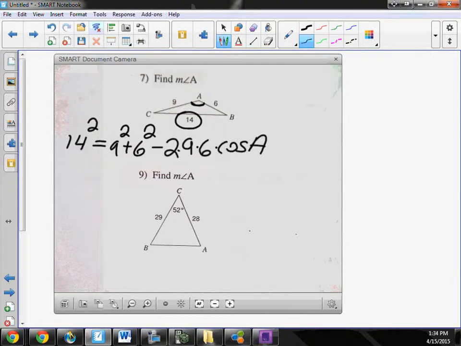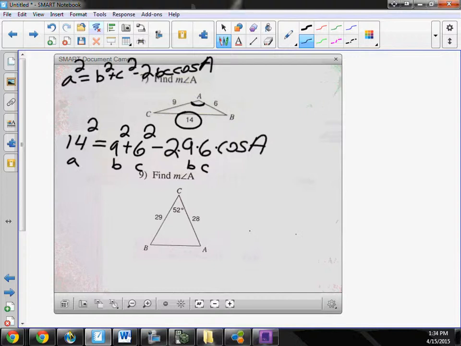You lost, JC? So a squared equals b squared plus c squared minus 2bc cosine of A. So that's the formula we're filling out. So this is a, b, c, b, c, big A.